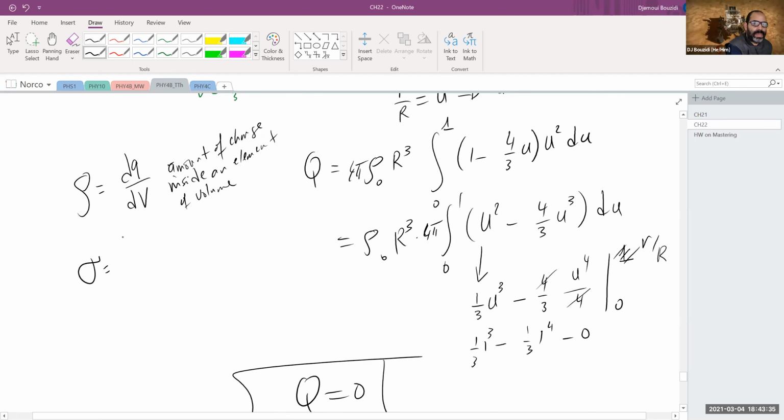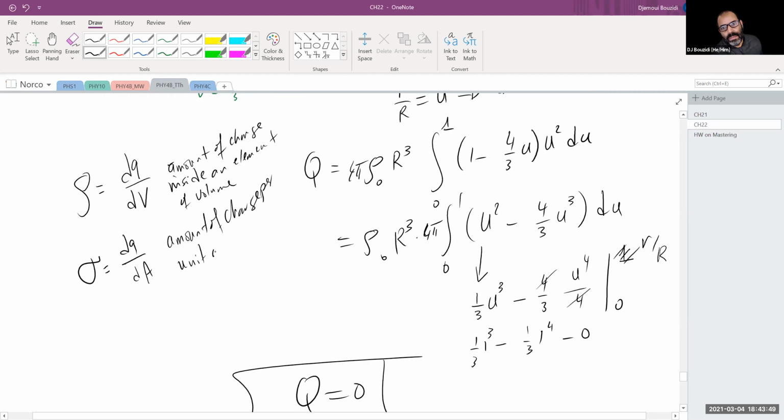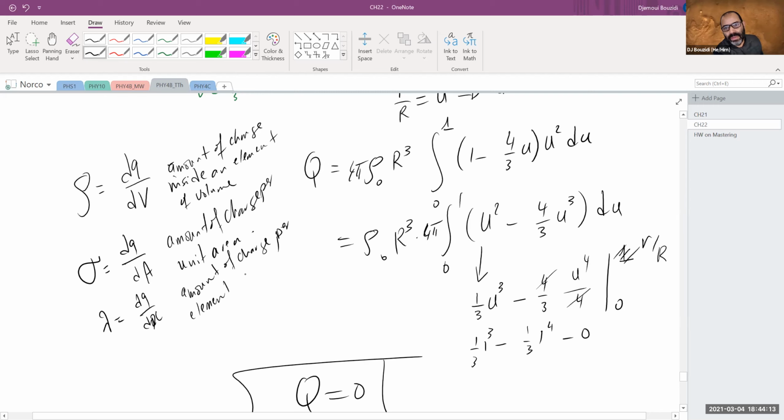Sigma is by definition dq over dA. This is the amount of charge per unit area. Lambda is dq over dl or dq over dx. This is the amount of charge per element of length. This is dx, by the way.